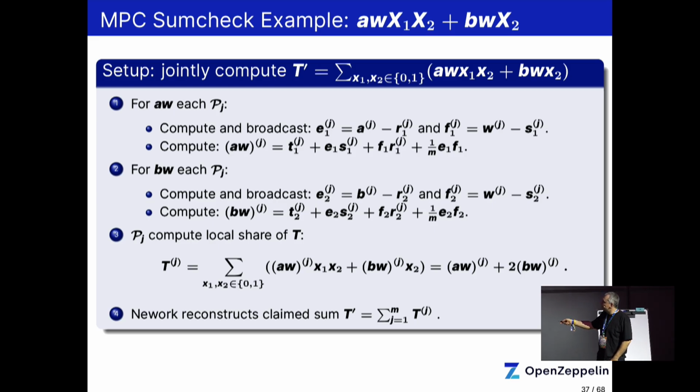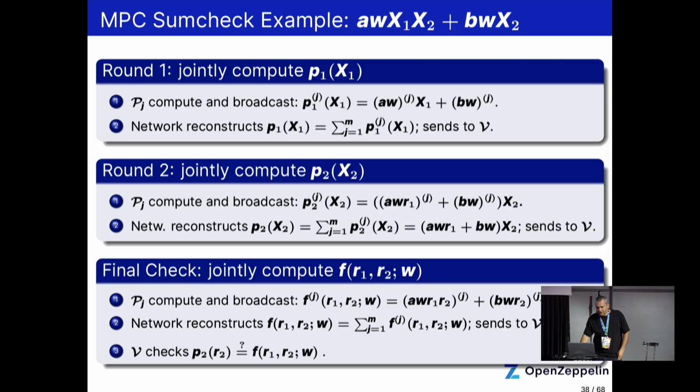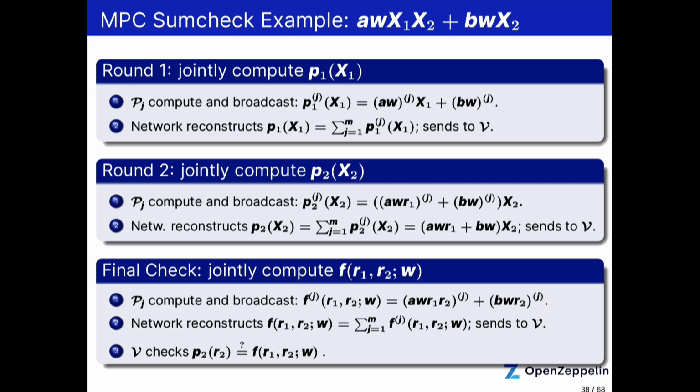So now every Pj, every node, has computed its own share of T, and if you sum them up, you end up with the final value. And in the next steps, we just follow Sumcheck, except we work on shares. And there is nothing much interesting happening here, in the sense that we don't have any more multiplication. So no more communication between the nodes is necessary. For round one, it's just local operations.